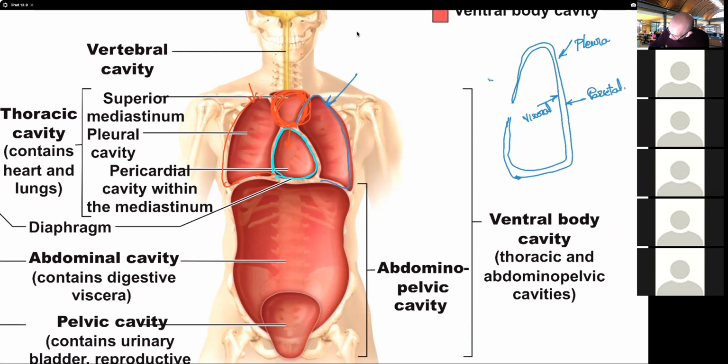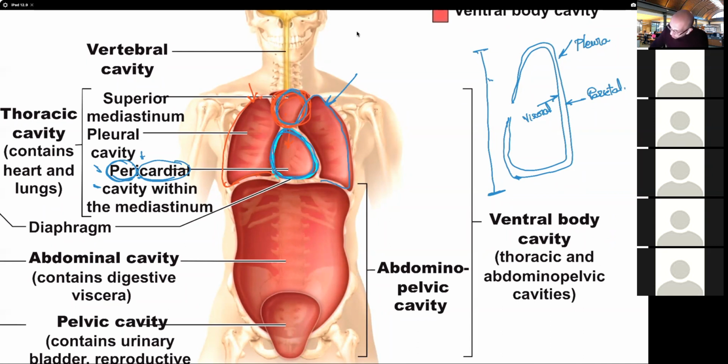In the middle, between the two lungs, we've got a space. We call the space the mediastinum. And inside the mediastinum, we've got a cavity where the heart is going to be located. We call this cavity the pericardial cavity. Peri means around, and cardio means heart. So the cavity around the heart is my pericardial cavity.